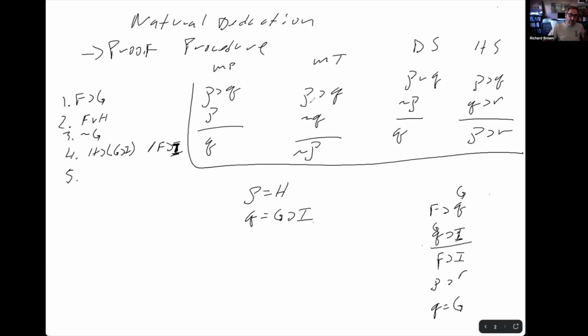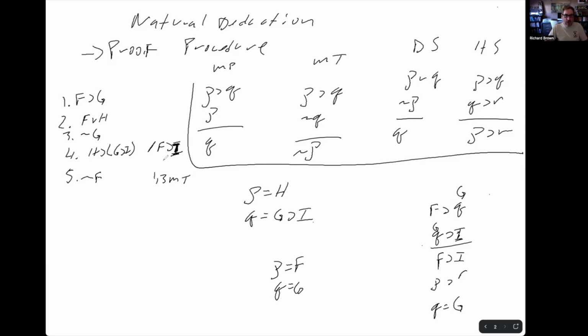But that would mean we need P horseshoe Q and then a tilde of the Q. And of course, we see lines 1 and 3 is giving us that. So if we think of P as being F and Q as being G, then line 1 says P horseshoe Q, and line 3 says tilde Q. And so we could write down on a new line tilde F by lines 1 and 3, making modus tollens.